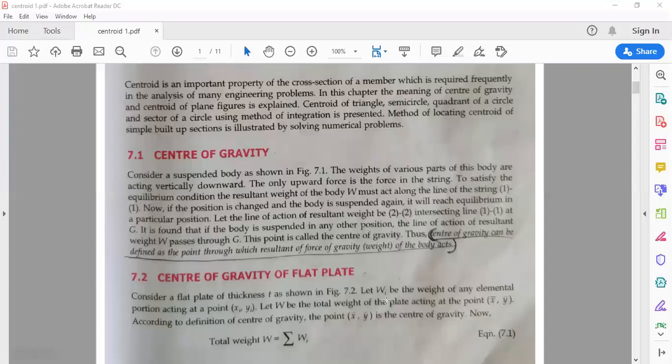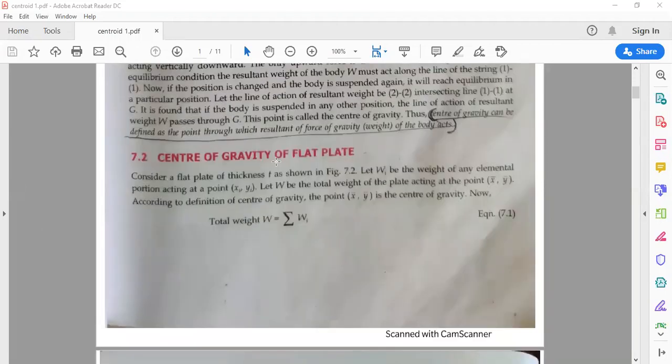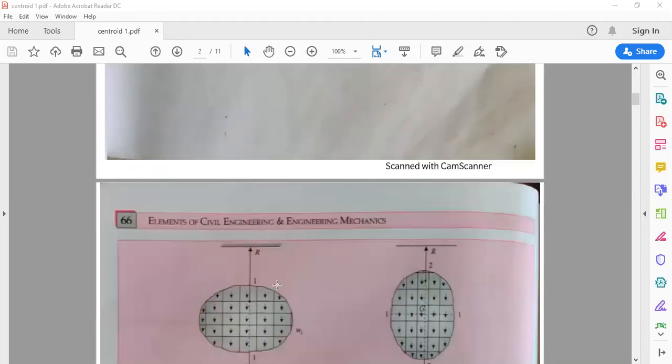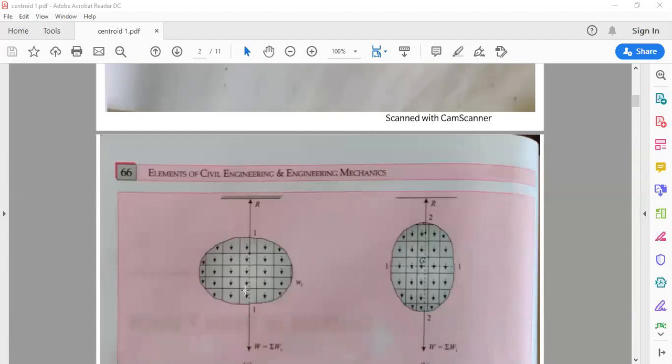By applying the principle of moment, that is, the moment of the resultant is equal to the sum of the moments of its components, we can find the center of gravity or centroid. Consider a flat plate suspended by a string. The weight acts vertically downward, and due to the string there is a tension acting vertically upward. These two collinear forces keep the body in equilibrium.